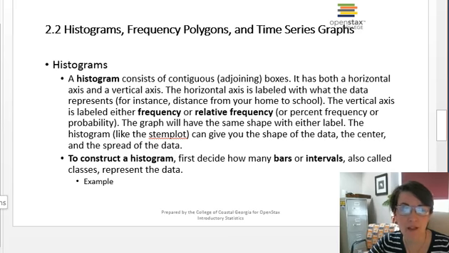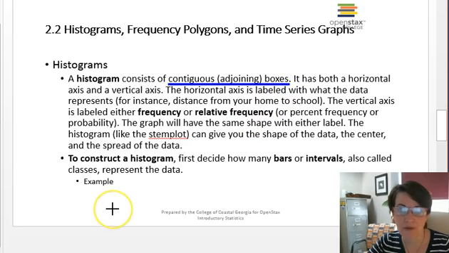Histograms are pretty important. They look like bar graphs, but they touch each other, right? The edges touch. That's why they're contiguous. The contiguous adjoining boxes. And it has both the axes, just like the bar graph does. But the horizontal axis is always labeled with the data that it's talking about. The vertical axis is going to be the frequency or relative frequency. So constructing the histogram, there are some instructions, and there is another video about that, but there are instructions in your book as well.